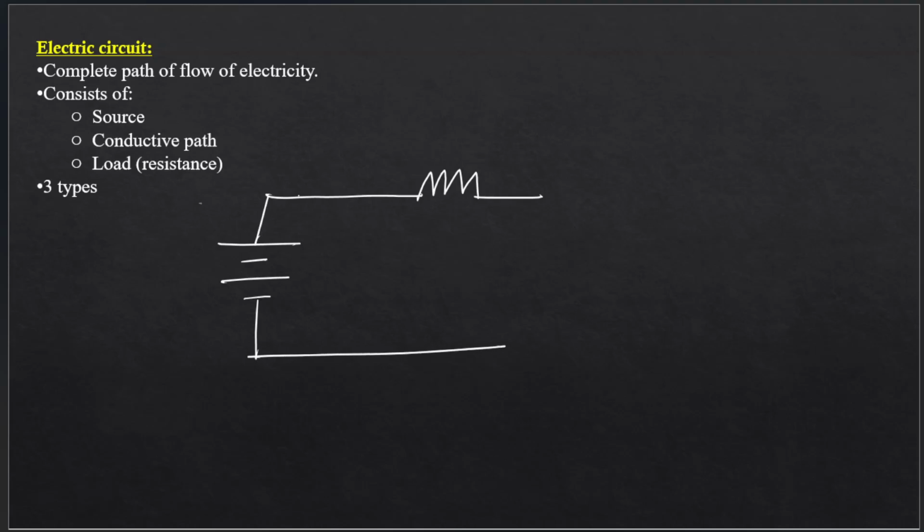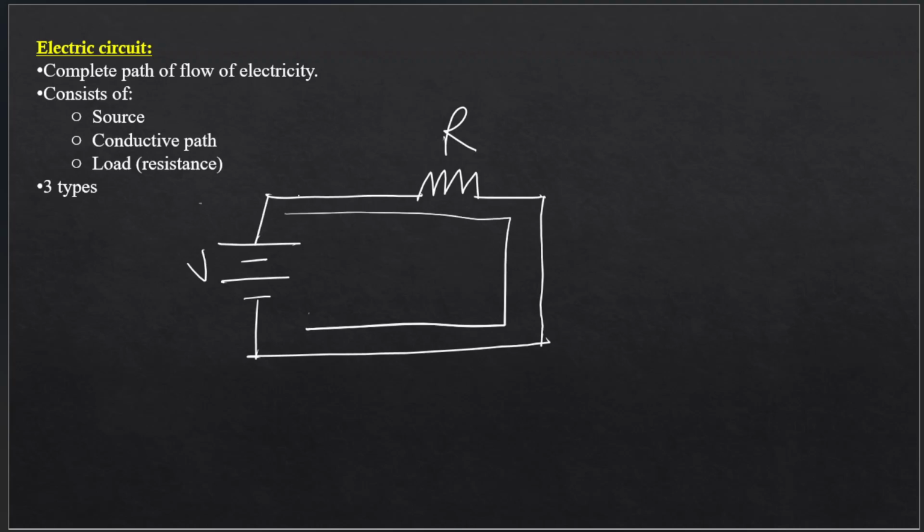We're just drawing a basic circuit here, so we're considering only one load, and the complete closed path for the flow of electricity. Sorry, this was our source V, and this will be our load R, and this path is the complete conductive pathway.